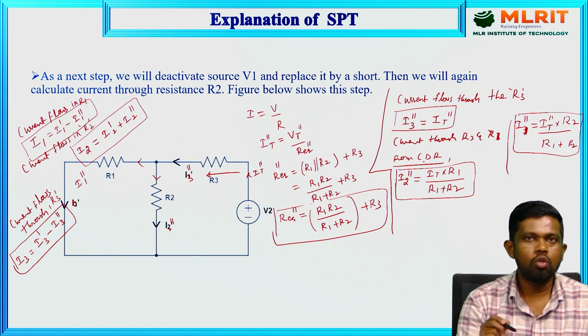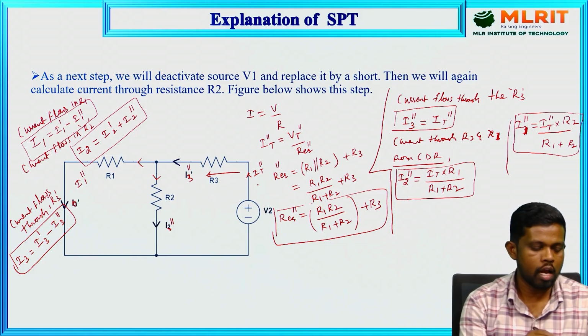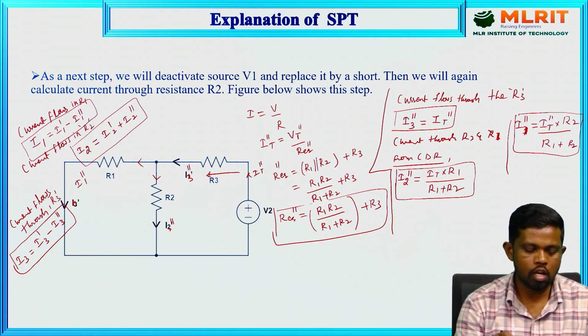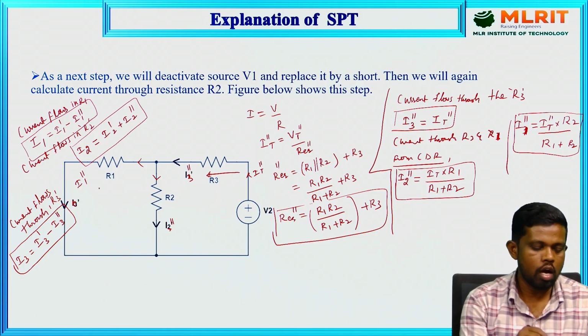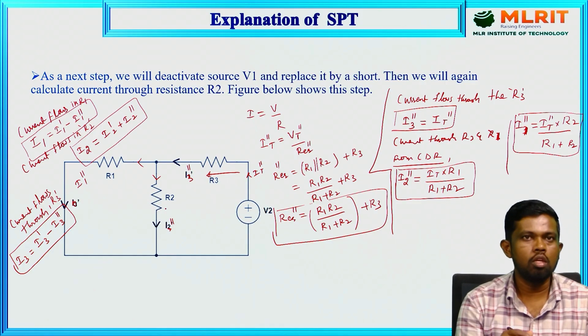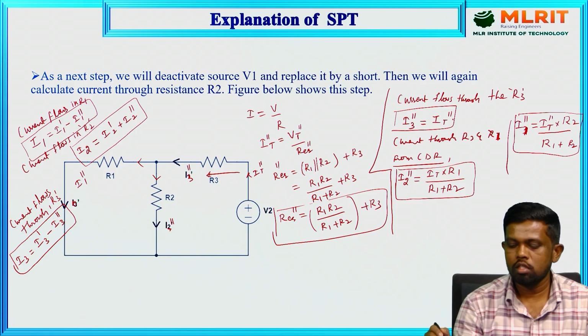Then step number 2: source 2 is acting alone and source 1 is disconnected. While connecting source number 2, the corresponding current values are named I3, I2 and I1. So the values are I3 double dash, I2 double dash and I1 double dash. First we get I3 double dash, which is equivalent to the total current of the circuit, so I3 double dash equals I total double dash.